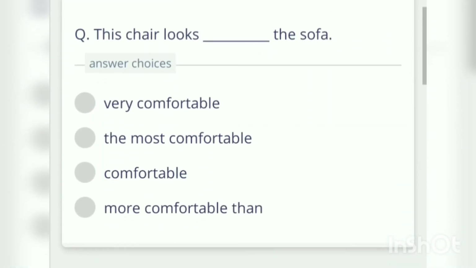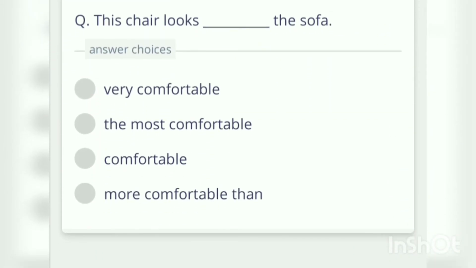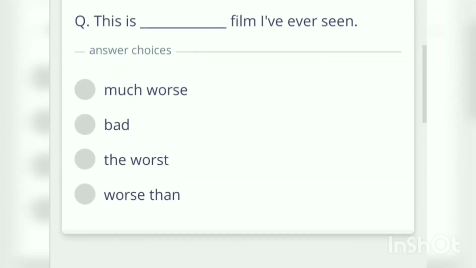Next question. This chair looks dash the sofa. What? Find out the correct answer. Let me tell you, children, you have to be very thorough with the rules that I have told you. You have to read the rules. Then you have to try writing the answers. Otherwise, you are likely to go wrong. So, first go through the rules and after that, start doing your assignment.